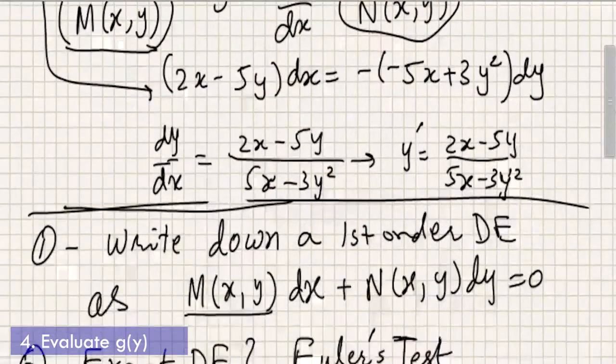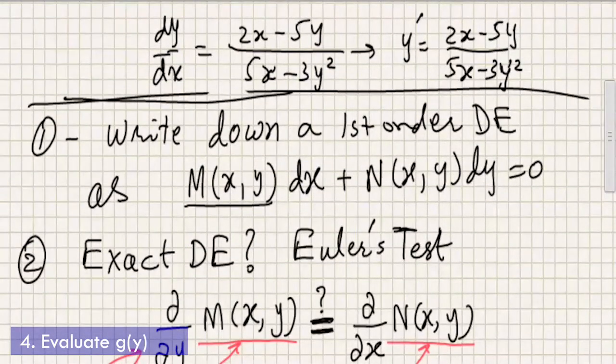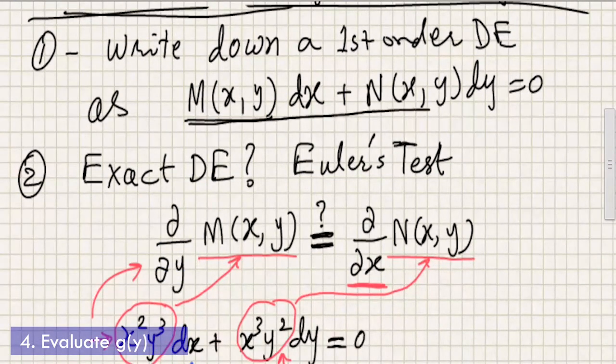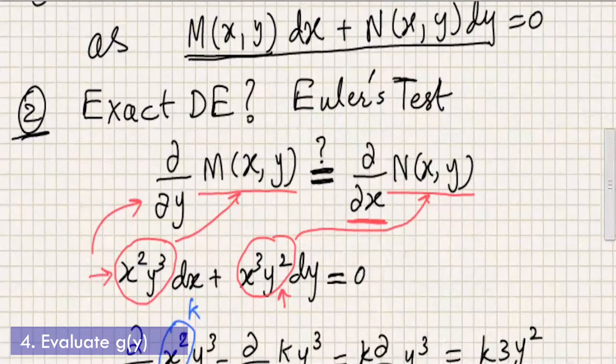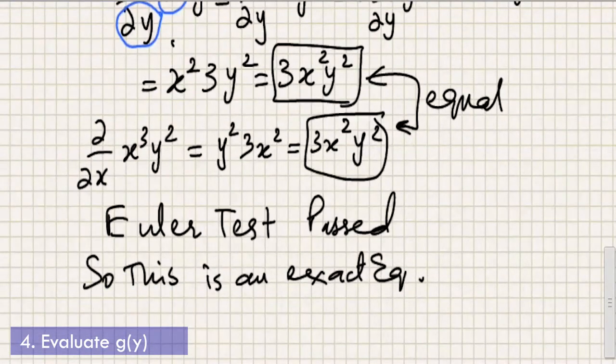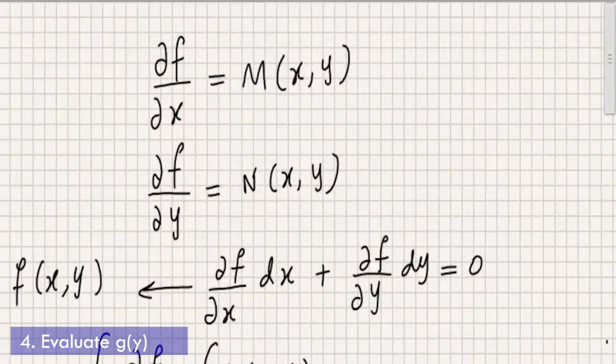The first step was that we write down a first order differential equation in the form of an exact equation as M of x comma y and N of x comma y. Then we verify whether this equation is an exact differential equation or not. So once we do the Euler's test and the equation comes out to be exact, then we go on to the next step.